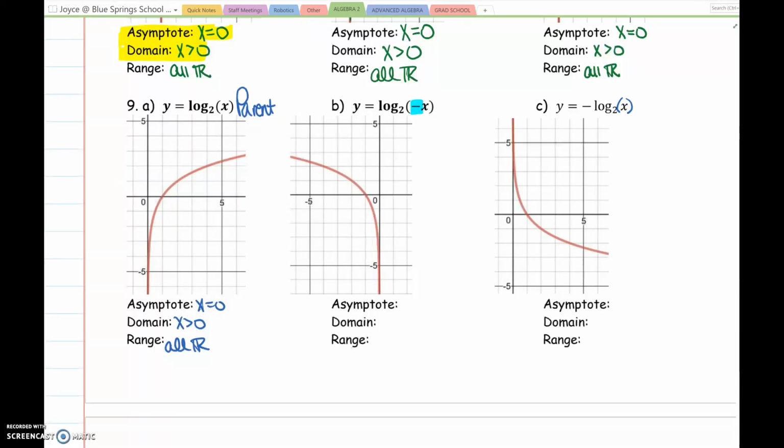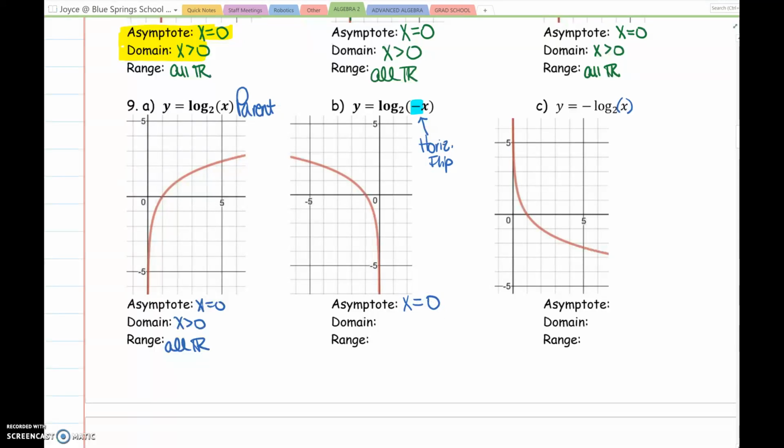There's a negative inside the log. This negative inside the log is a horizontal flip. And notice, instead of the graph going up from the asymptote and to the right, now the graph is going up from the asymptote and to the left. A horizontal flip is going to affect either the domain or the range.